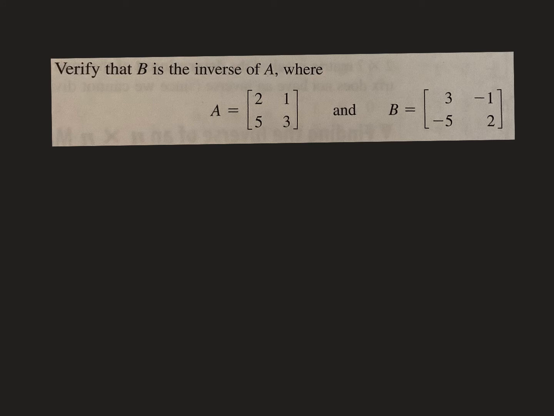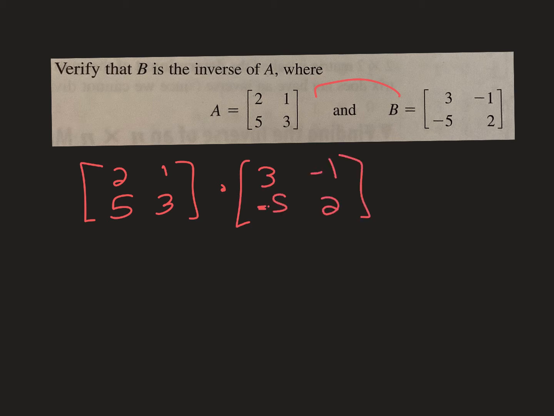Okay, so what they're going to do in their assignment tomorrow is they're going to say, okay, prove that these two are inverses. So matrix A is 2, 1, 5, 3, and matrix B is 3, -1, -5, 2. So if you forgot how to multiply matrices, watch this slide really closely so you'll kind of know what we're doing. First of all, this is a 2 by 2. That's a 2 by 2.